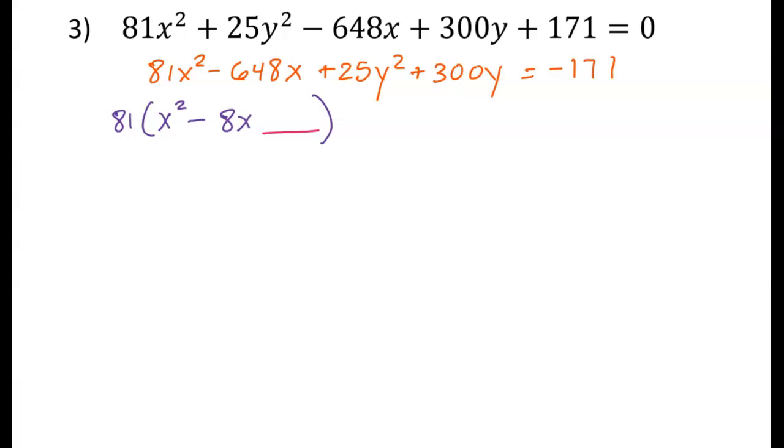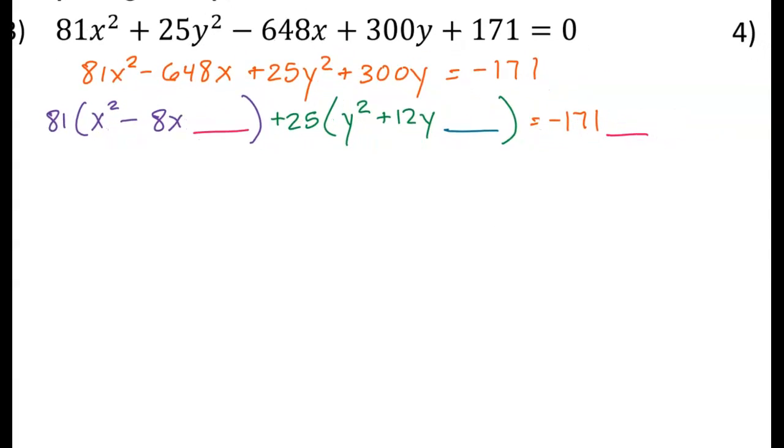I do the same thing for my y's. I'm going to pull the coefficient of 25 out of my y quadratic. And I have y squared. What's 300 divided by 25? Plus 12y. Leave a space to complete my square. Set this whole thing equal to negative 171, and because I added a space for the x on the left, I need to add a space for the x on the right. And because I had a space for the y on the left, I need to add a space for the y on the right.